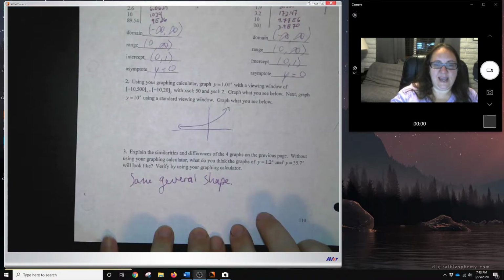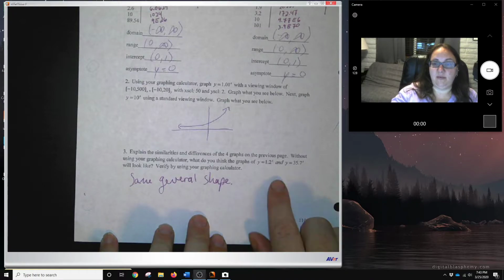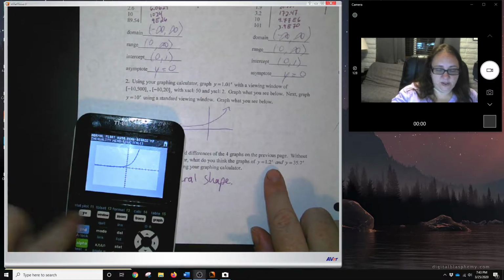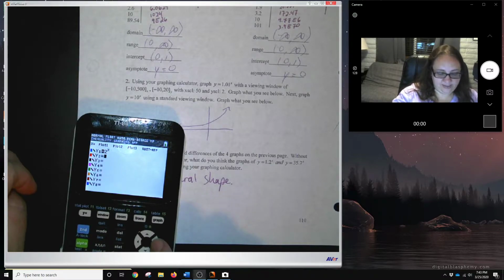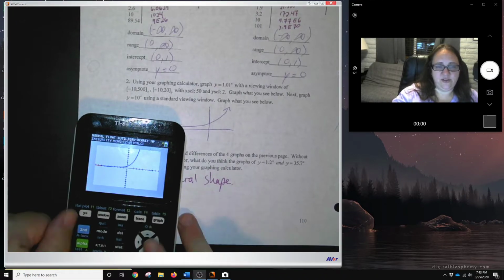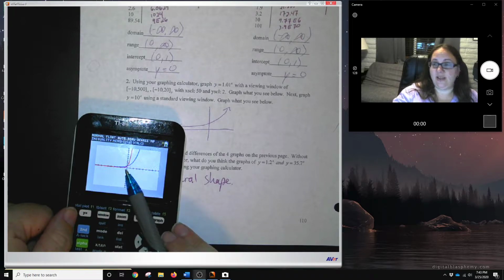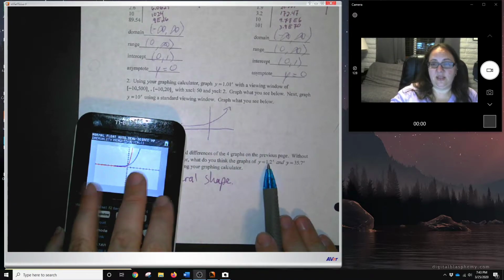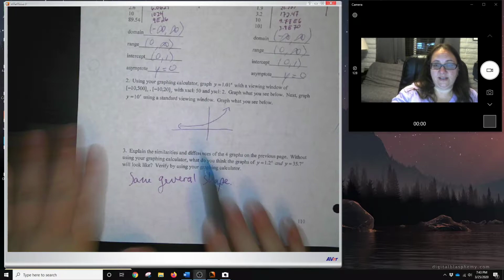Only I would say that how quickly they grow depends on the base here. So the bigger the base, the faster this curve goes up. So for example, if I put y equals 10 to the x on the same graph as y equals 2 to the x, you'll see that the red line starts increasing way faster than y equals 2 to the x. So the bigger this base, the faster this line goes up.